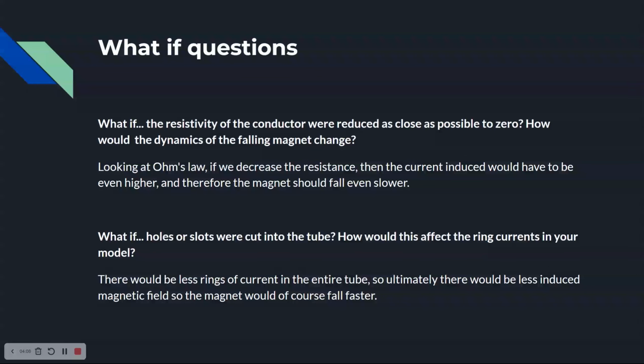And then we have, what if holes or slots were cut into the tube? How would this affect the ring current in the model? Well, there would be fewer rings of current in the entire tube, so ultimately there would be less induced magnetic field, so the magnet is of course going to fall faster because there's less magnetic field to counteract the gravitational force acting on the magnet.